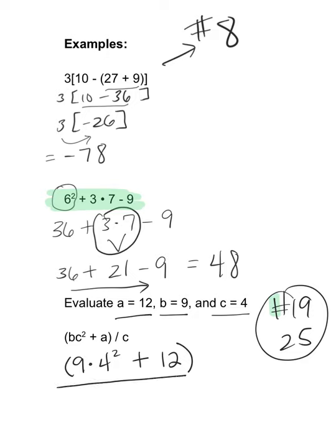All of that is over 4. If you want to type all of that in your calculator at once, you might want to put this in parentheses, like the 4 squared. You can do as many parentheses as you want on your calculator, or you can just do it by hand.